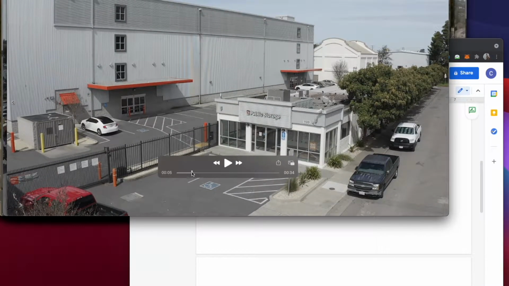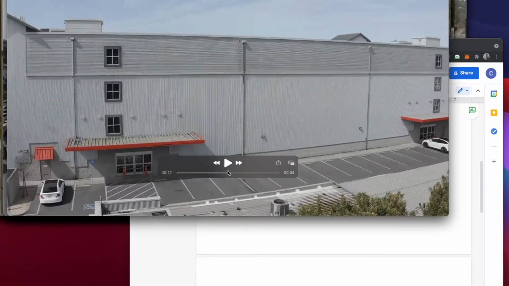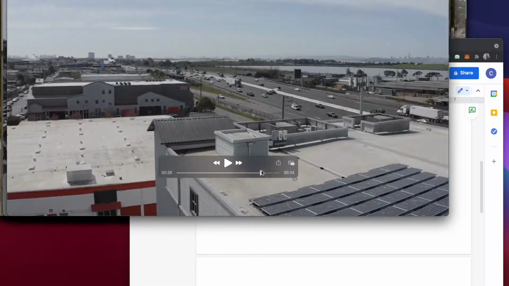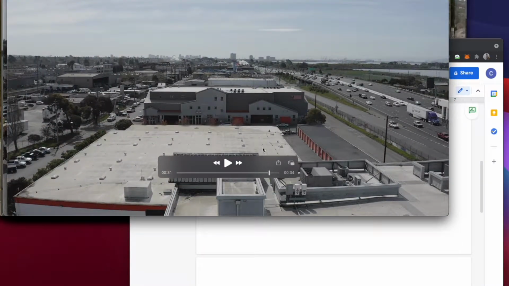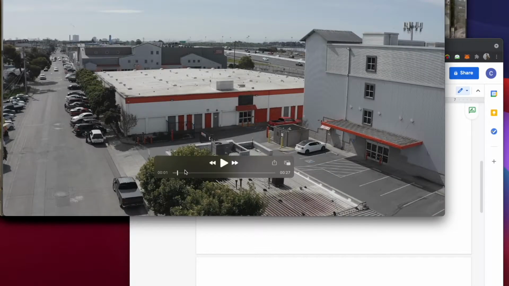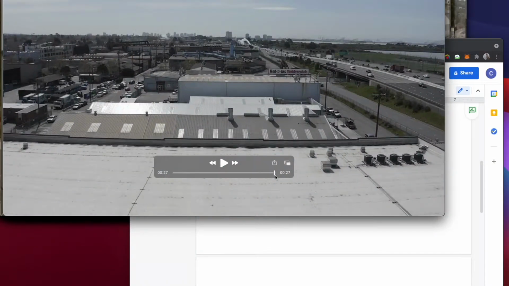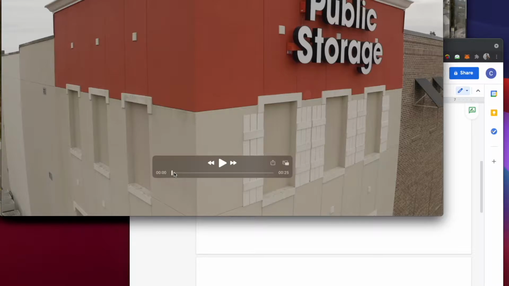Not rental property, but rental office. So here's the real rental office right here. Starts low, turning, changing altitude, revealing the horizon. Again, it's pretty repetitive. Flyover. Okay, so here's a different property.